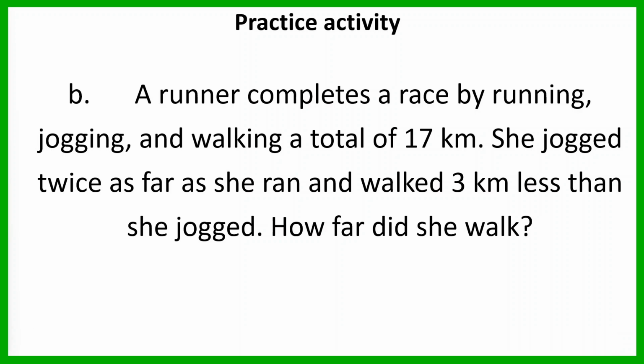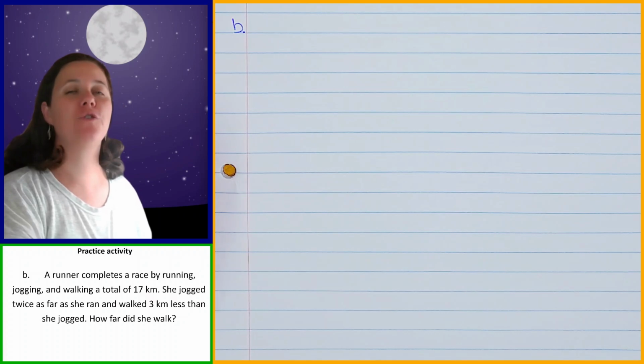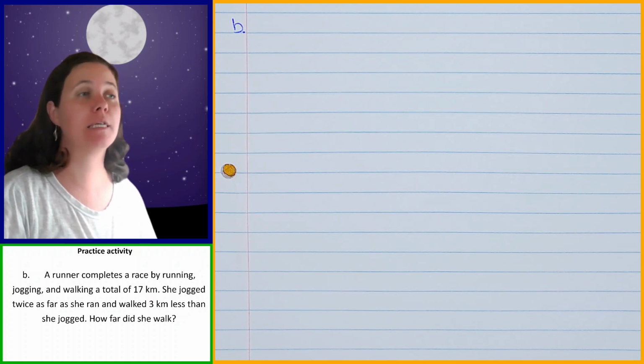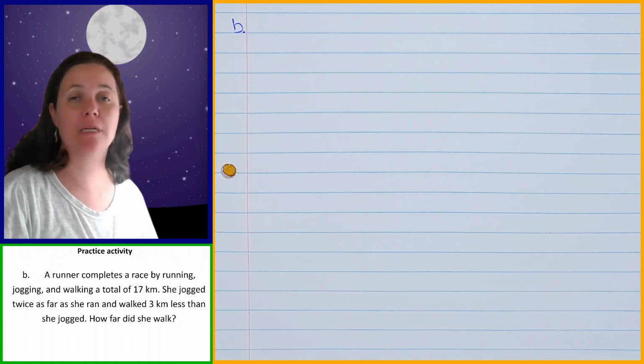Okay, so let's go through that question. So first of all, I need to write my unknown values in terms of x. This particular question has got 3 unknown values: the distance that she walked, the distance that she jogged, and the distance that she ran. We've been asked to work out the distance that she walked. And now I said to you in the beginning that normally we try and make the value that we're being asked to work out x.